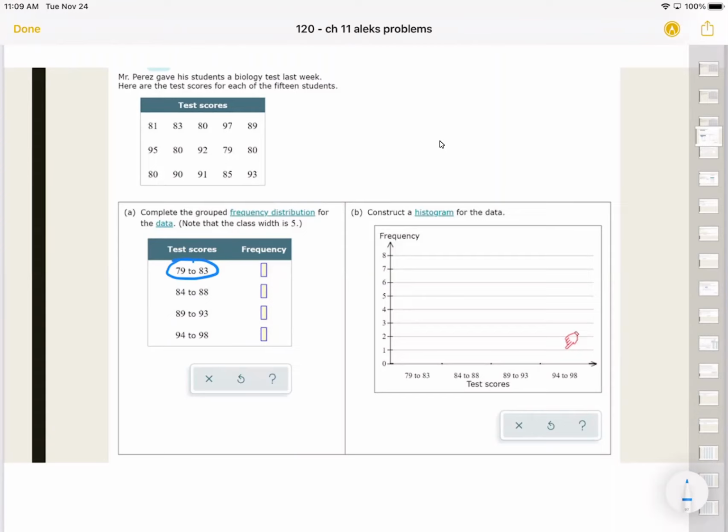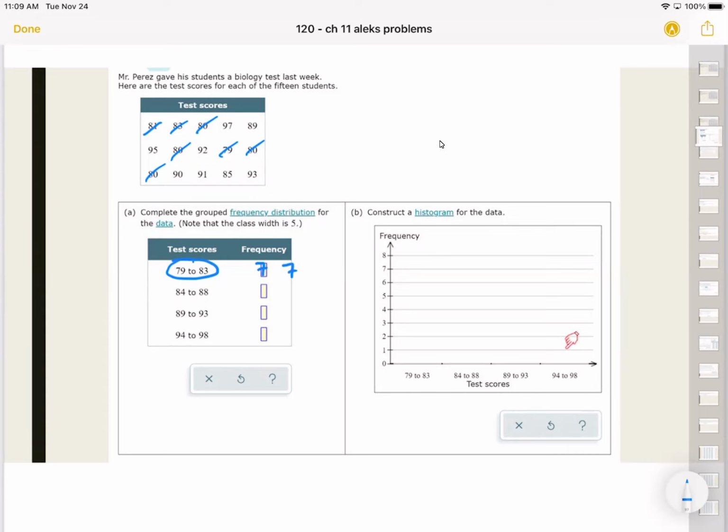So anything between 79 and 83, what we do is we say, okay, we have 1, 2, 3, 4, 5, 6, 7. We have 7 people, and that is your frequency. Let me write it here. You have 7 people who scored between 79 and 83.